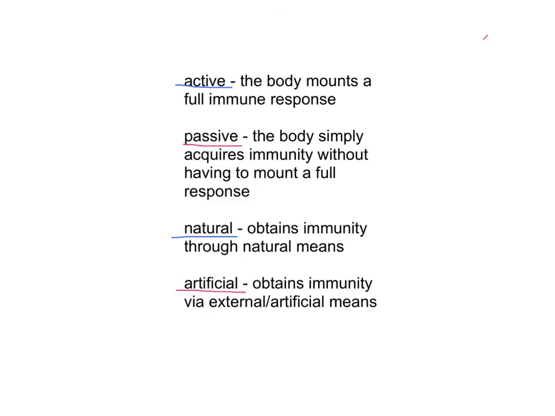So if I were to draw our little needle again from before to represent giving someone a vaccine, then vaccines could be seen as active but also artificial. So we call vaccines active artificial means of immunity because we are mounting a full response and we're giving it via an external means, via a syringe, for example.